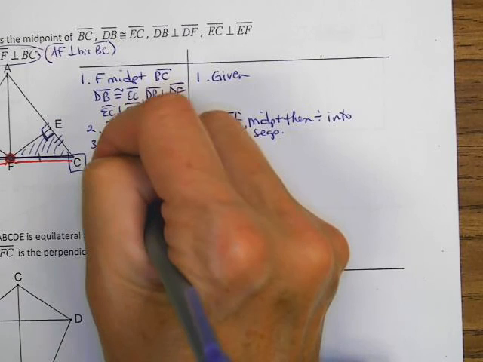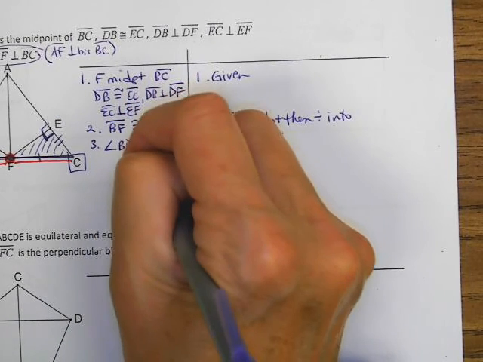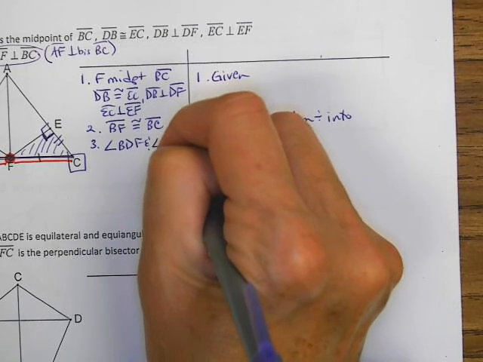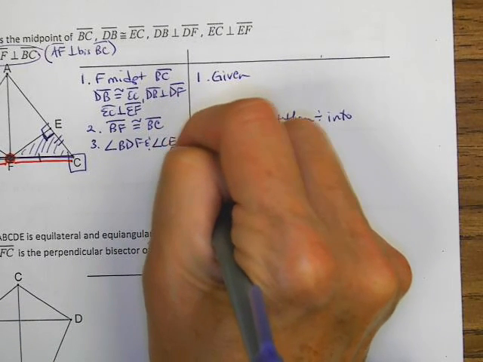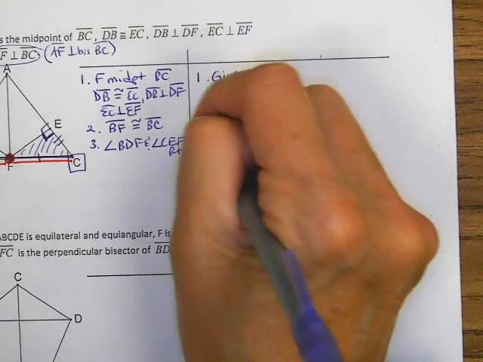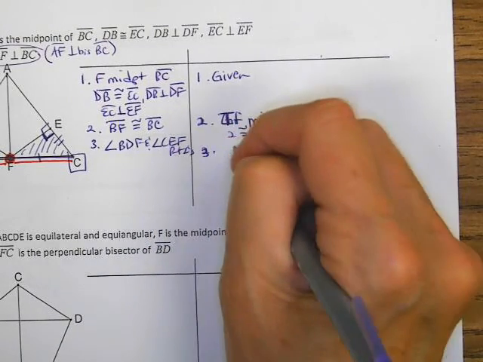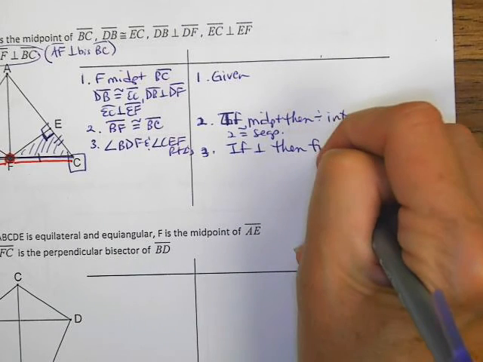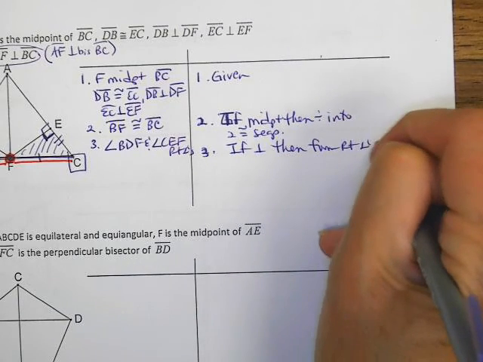So I'm going to say angle BDF and angle CEF are right angles. Whoops, this should have been 2 and this should have been 3. And I would say if perpendicular, then they form right angles.